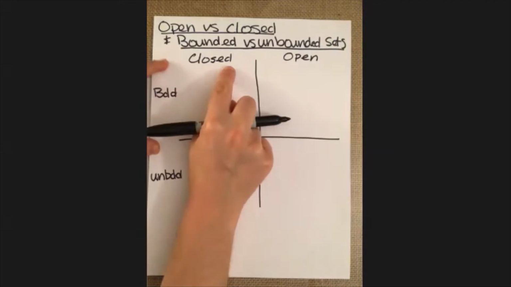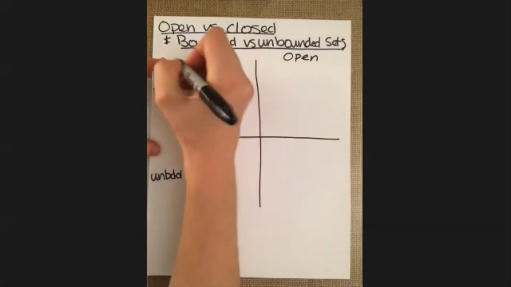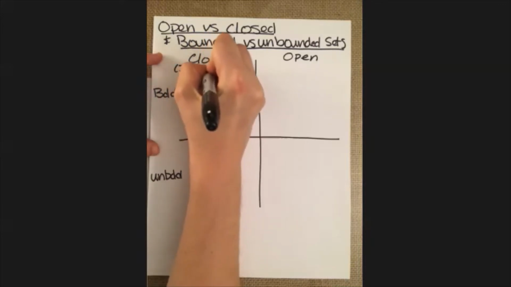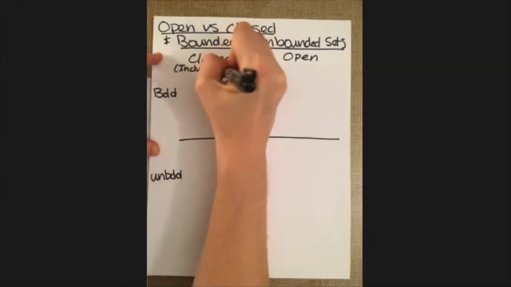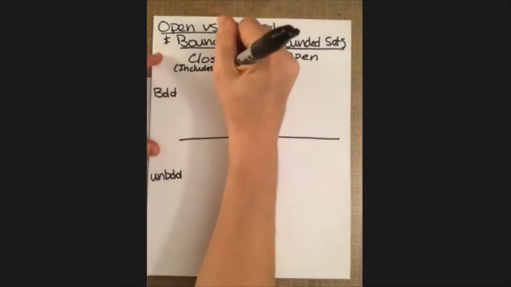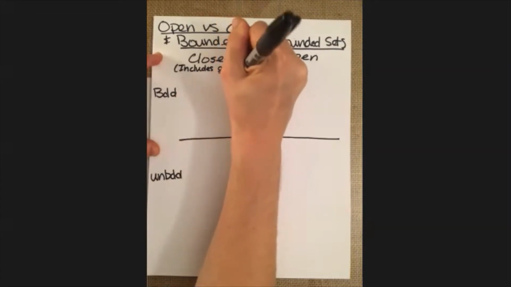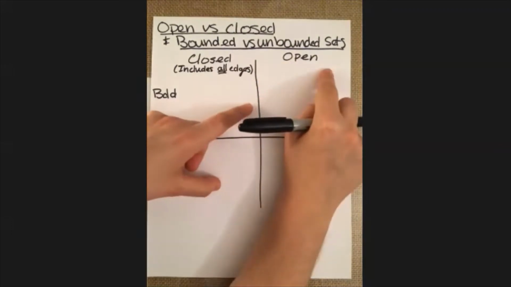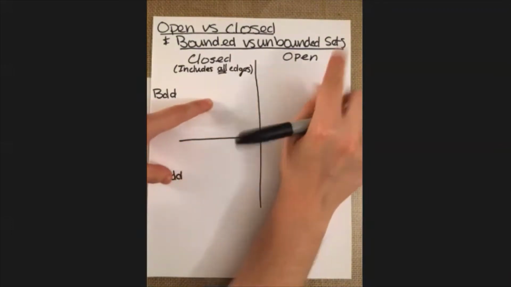Okay, so when a set is closed, the way that we think about this is that it includes all of its edges. And this idea of it having all of the edges is really important. It must have every single one. We say a set is open if it does not include any of its edges, so absolutely none.